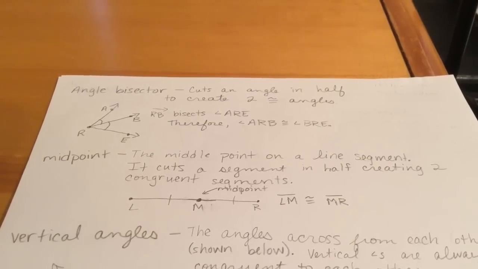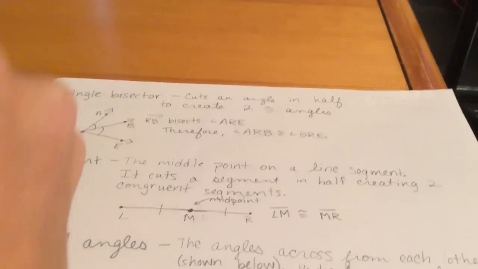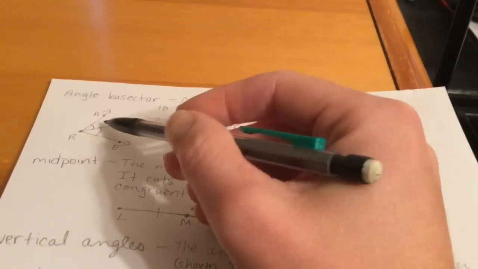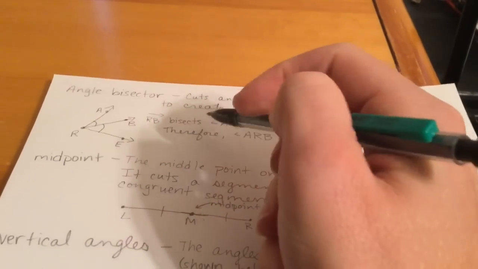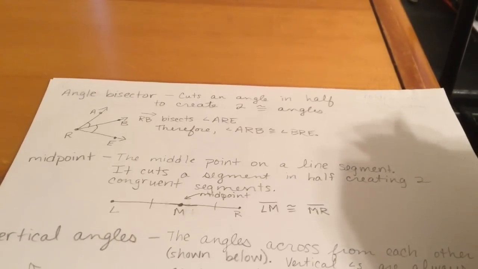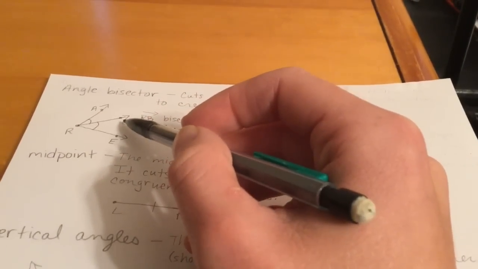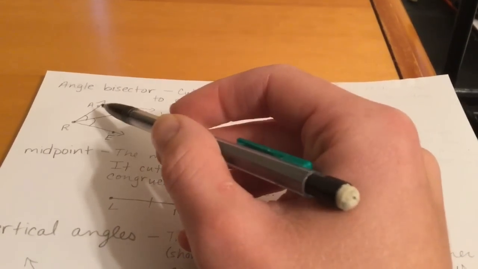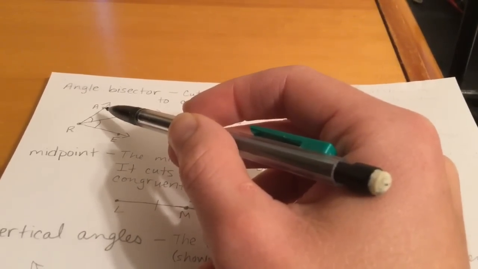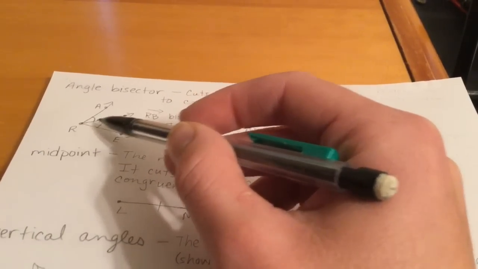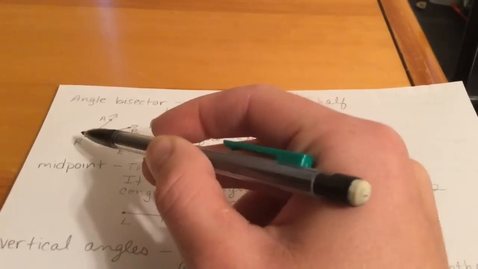So here we have angle ARE, and I'm trying to hold this camera, so excuse me if it's a little shaky. Okay, and it says ray RB bisects angle ARE. So ray RB bisects that whole angle, cutting it into two congruent angles, two equal parts. So now we have angle ARB is congruent to angle BRE.